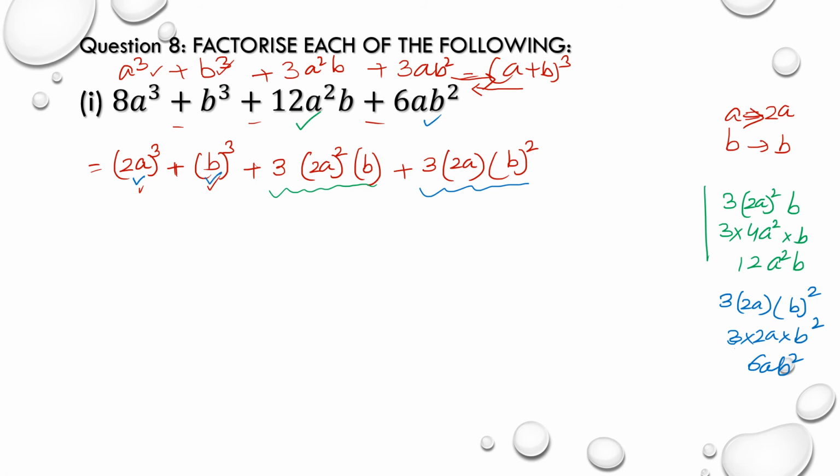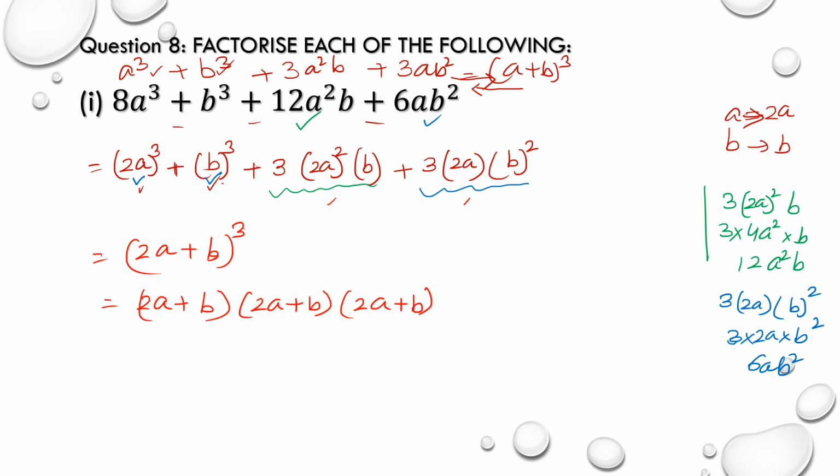Now a cube plus b cube plus 3a square b plus 3ab square is equal to a plus b whole cube. Now since exponent is 3, so we will write it 3 times. So 2a plus b, again 2a plus b, and again 2a plus b. Right? So this is the way we have factorized.